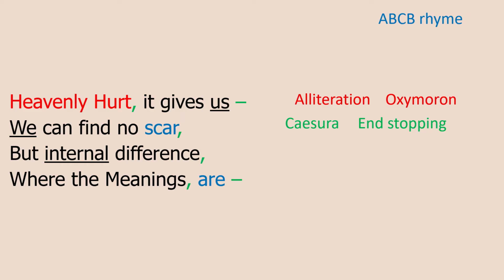Line 3, internal difference. I've underlined internal because I think that links back with conflict. This is clearly a poem of internal conflict as opposed to external warfare and conflict, where the meanings are. I just want to draw your attention again to all the punctuation used. Again, it's mainly commas and dashes. If it's at the end, it's an end stop. If it's in the middle, it's a caesura. And it creates this sort of stop-starty rhythm where you, as a reader, stop and contemplate each line very carefully because there's no flow to move on to the next line.